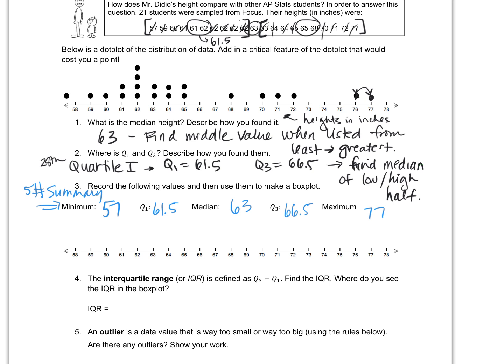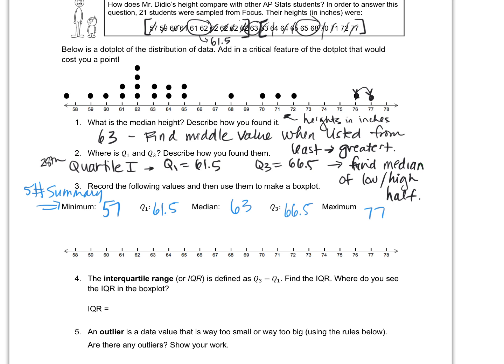Now, sometimes they'll give you a scenario and they won't necessarily give you all the data points, but they'll say, hey, here's the five-number summary. But when they just list out five numbers, they don't say the minimum is this, the median is this. It's always in that order, okay? So you just got to know that. Minimum, Q1, median, Q3, maximum. It's just like we're reading left to right.